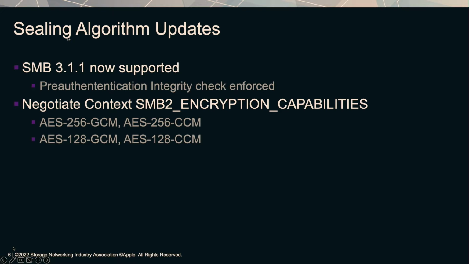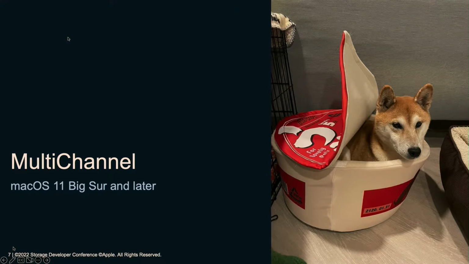We now support the negotiate context, and specifically we support the encryption capabilities one. We now support AES 256 GCM, AES 256 CCM, and then the previous versions of AES 128 GCM and AES 128 CCM. So that was a short topic.